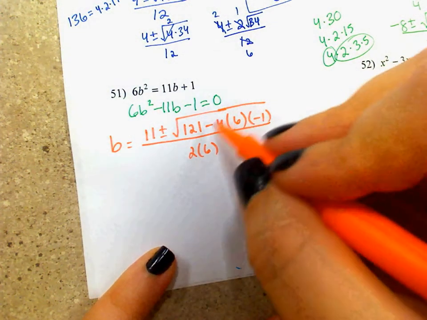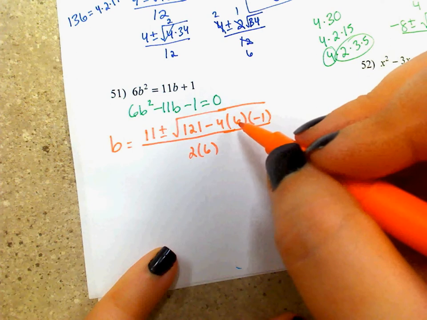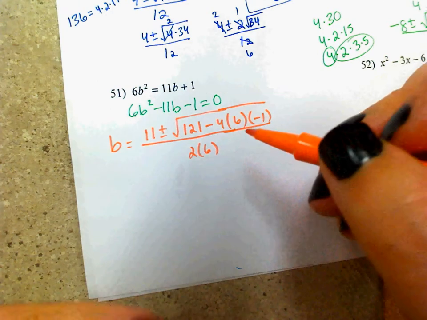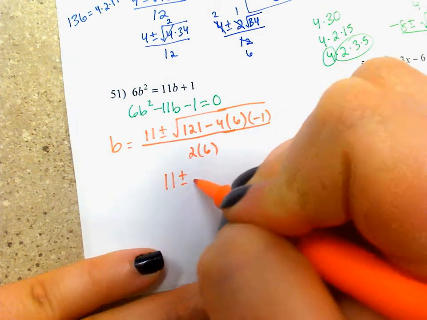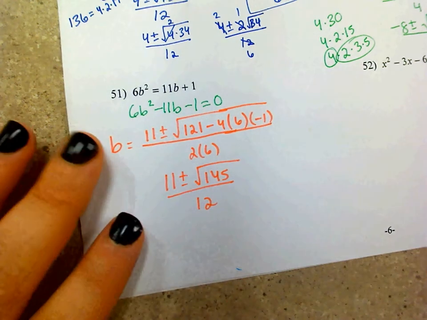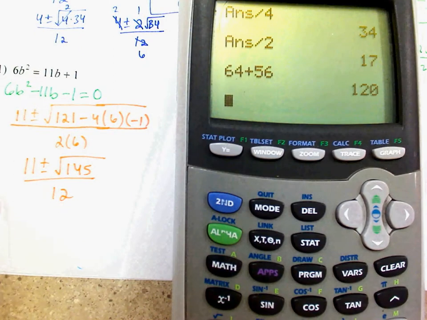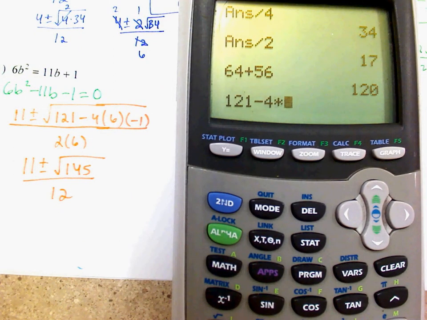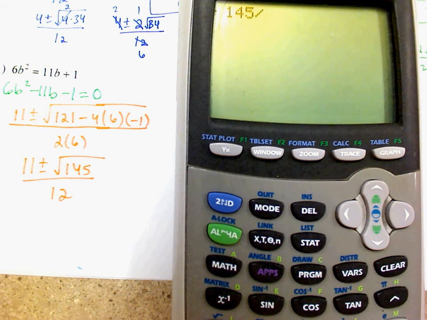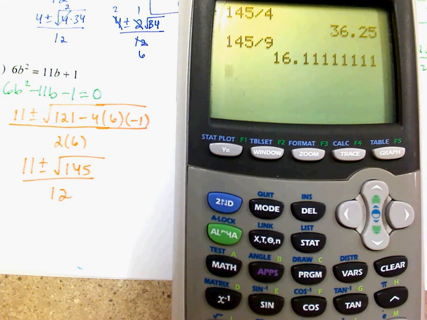Yes. 11 plus or minus the square root of 145 divided by 12. Let's see if 145 divides by anything. I should check, make sure I'm right as well. 121. Yeah, okay. 145 divided by 4? Nope. 145 divided by 9? It's kind of my only hope, but it's not. What is 145? 145 divided by 5 is 29. Okay, so 145 is 5 times 29. 5 is prime, 29 is prime, so there's no perfect square that divides into it. So we're done.